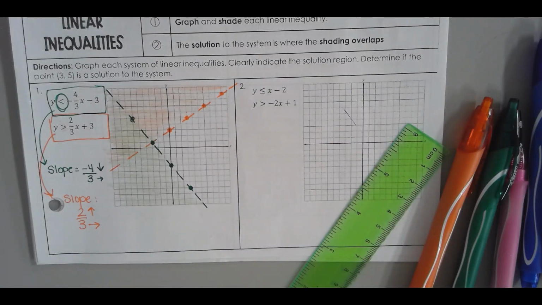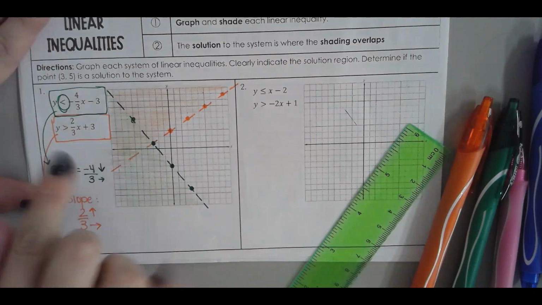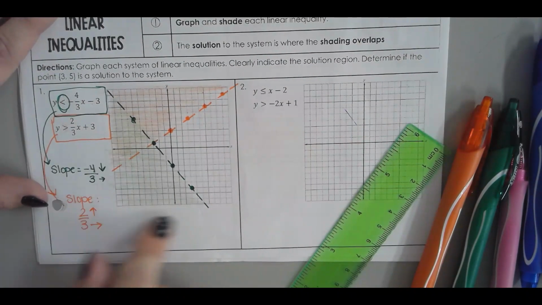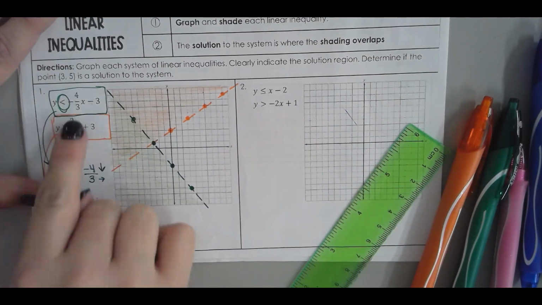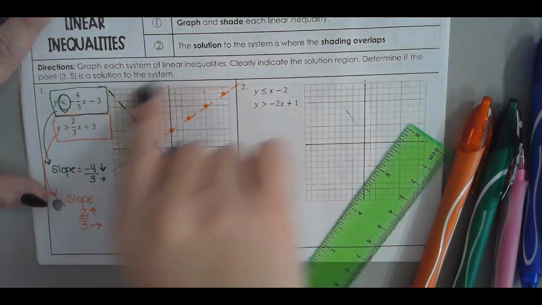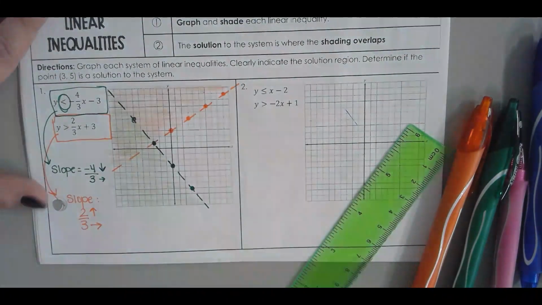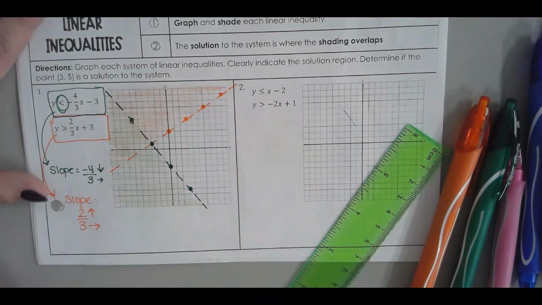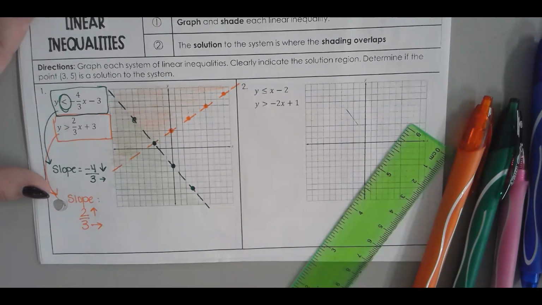The two colors I used were green and orange. So the green, I did my first line. If I had picked any point out of this green shaded region and plugged in the X and the Y, it would be true. The orange, if I picked any point in this orange shaded region and plugged it in for this X and Y, it would be true. What we're looking for is the section that would be true for both of those.